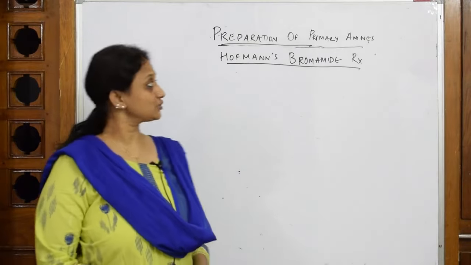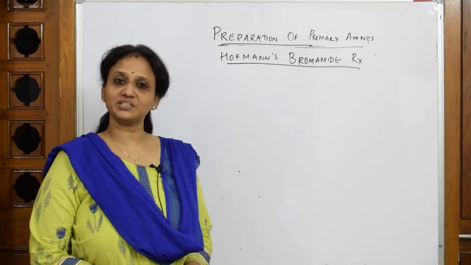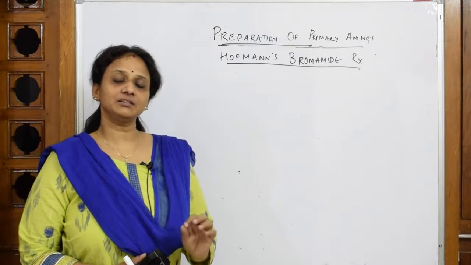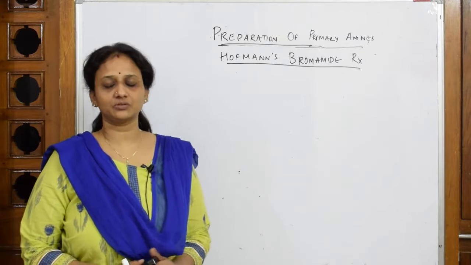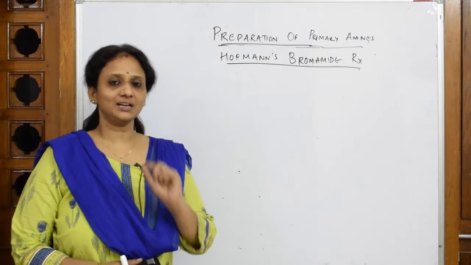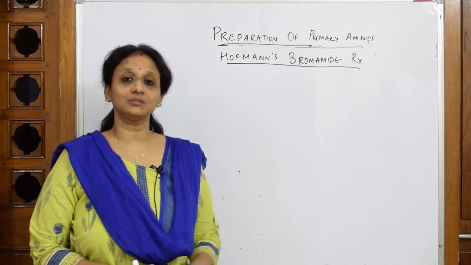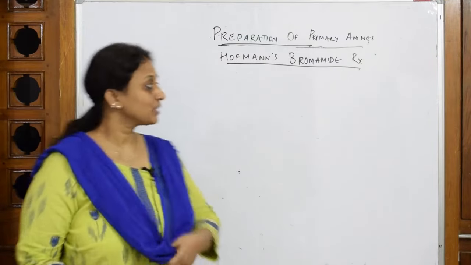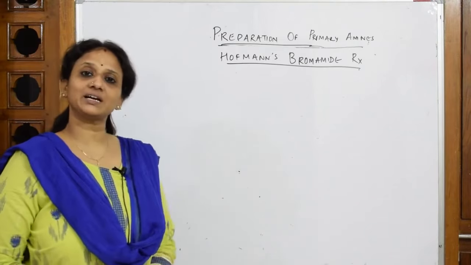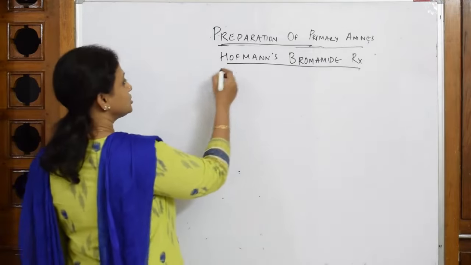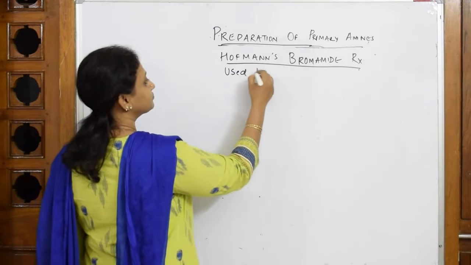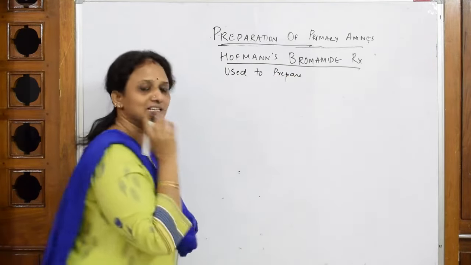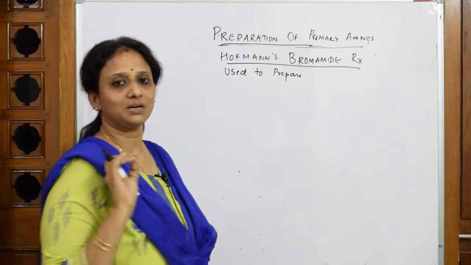So let us come back and do the next reaction, that is your Hofmann's bromamide reaction. Basically, suppose this is given to you in the exam and you don't remember anything, at least one line, please try to learn. I'm talking about students who tend to forget. One important thing: Hofmann's bromamide synthesis is used to prepare, just one line. Remember this line, please, you will get 1 mark.